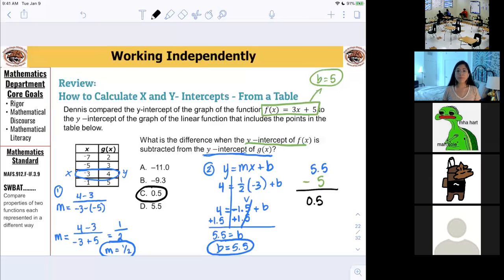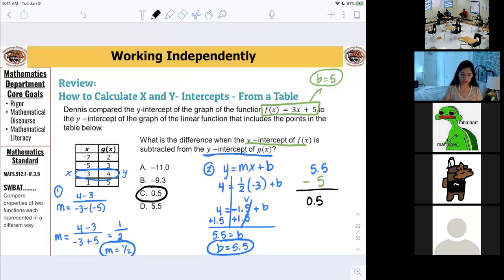I have a question. How do you know where to insert, like with the formula? How do you know what to insert? For step 1 or for step 2? For step 2. For step 2, okay. So the formula tells you what goes where. So remember, you had to pick a point. So on the table, I picked -3, 4. The -3 was my x and the 4 was my y.